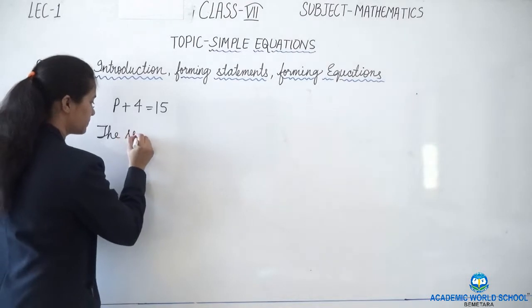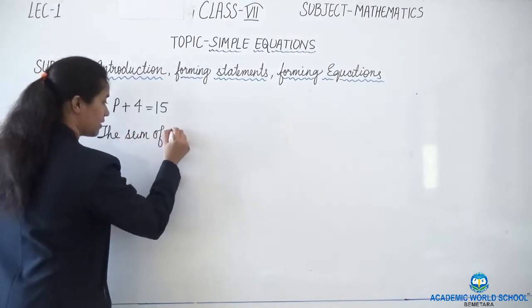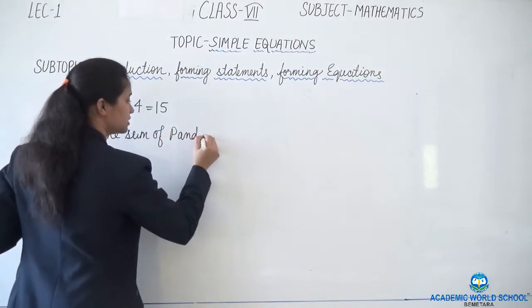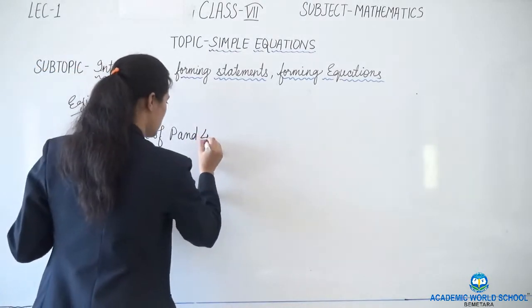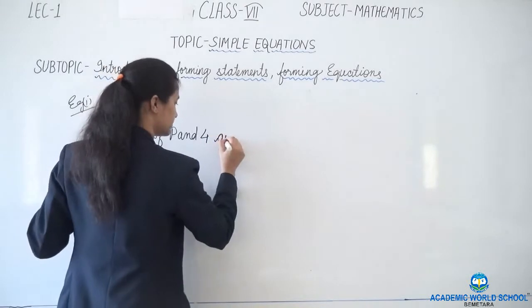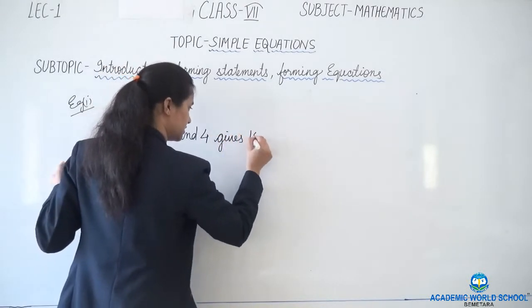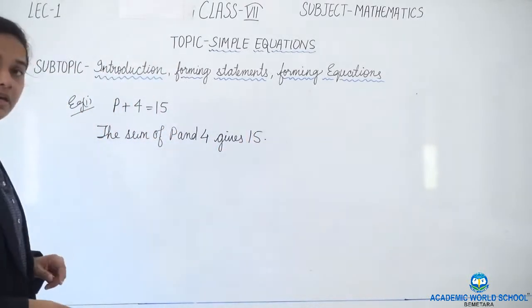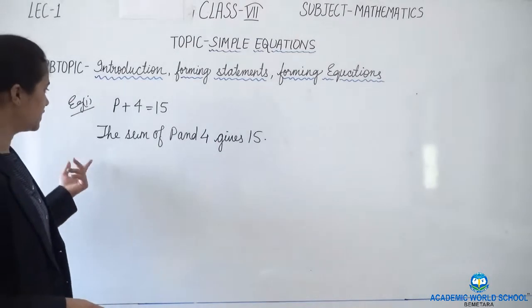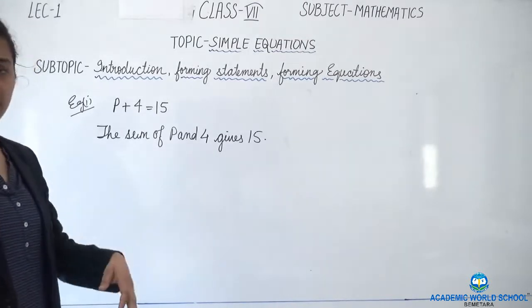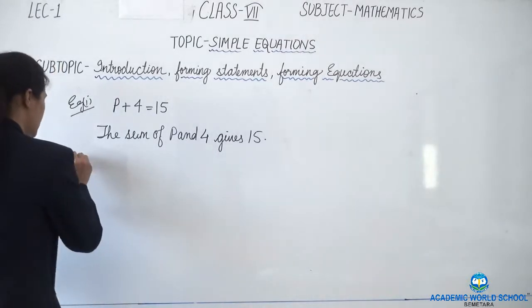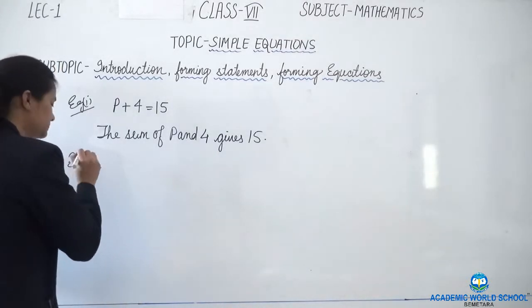The sum of P and 4 gives you 15. Cross check it, we are adding. So the sum of P and 4 gives 15. Considering one more example.